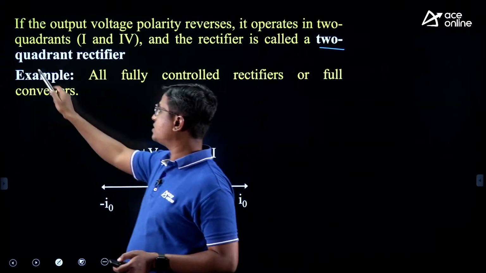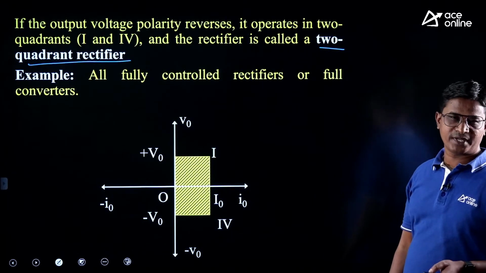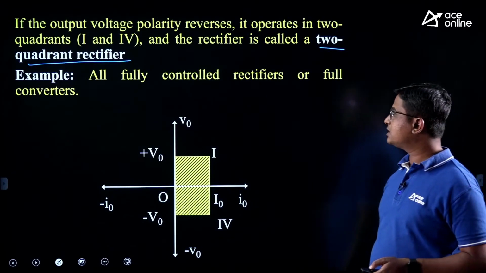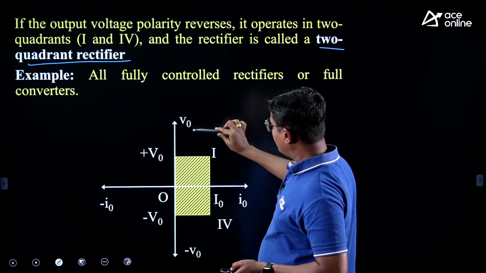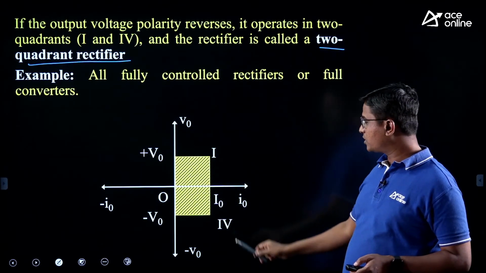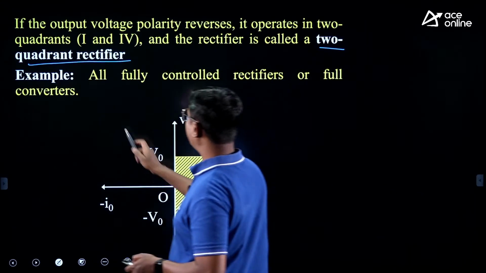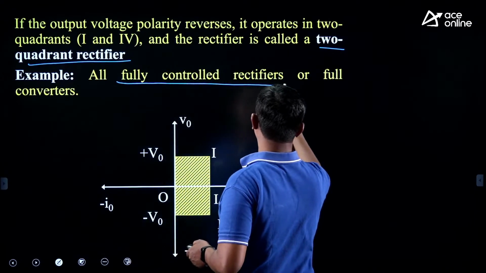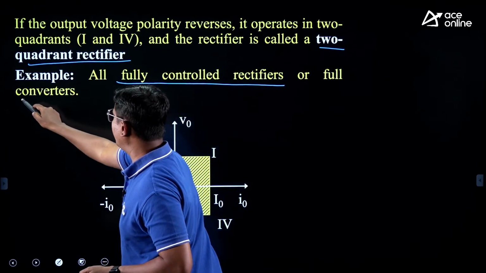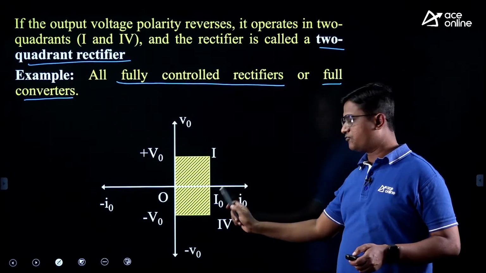2 quadrant rectifiers or 2 quadrant operation. So which rectifiers give the 2 quadrant operation? 2 quadrant means yes, output voltage can be positive as well as negative, but output current is only positive. So your single phase fully controlled rectifiers, or also known as full converters, these operate in first and fourth quadrant.